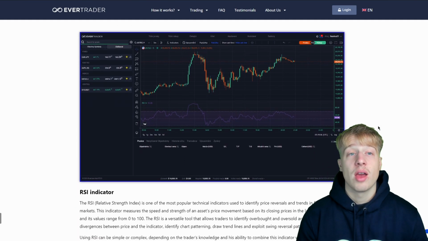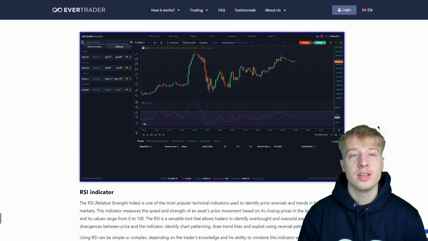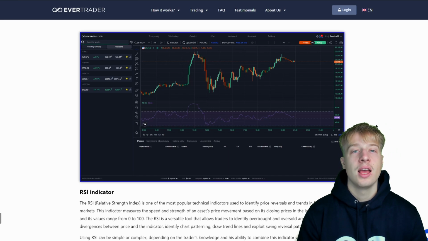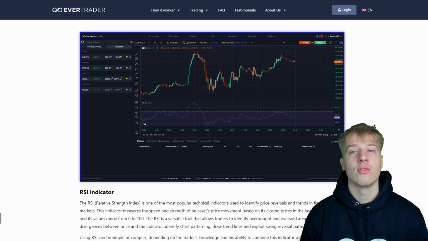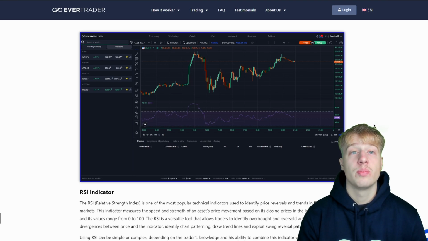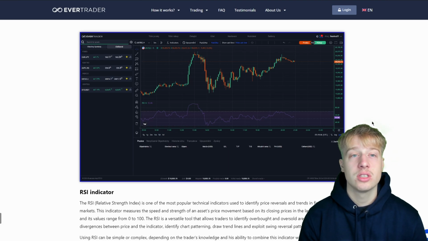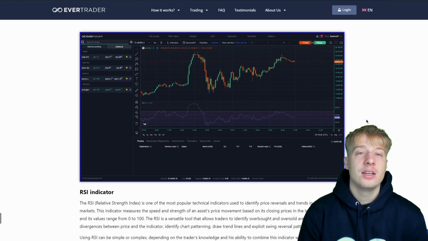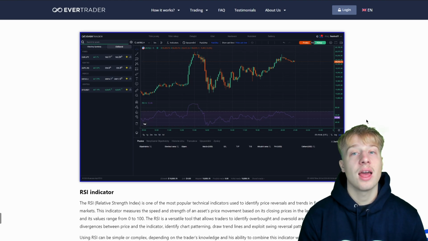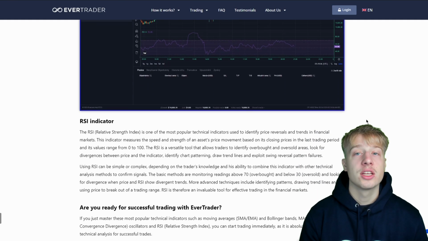And last but not least, we have the RSI indicator. So the RSI, Relative Strength Index, is one of the most popular technical indicators used to identify price reversals and trends in financial markets. This indicator measures the speed and strength of an asset's price movement based on its closing price in the last trading period, and its values range from 0 to 100. The RSI is a versatile tool that allows traders to identify overbought and oversold areas, look for divergences between price and the indicator, identify chart patterns, draw trend lines, and exploit swing reversal pattern failures.